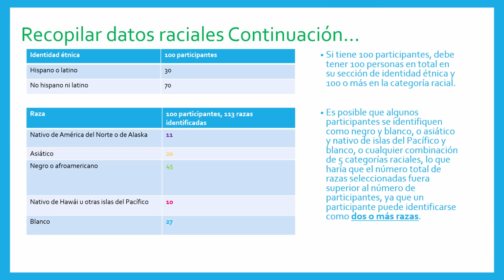This slide shows an example of 100 participants at a center. The top ethnicity box shows that the total number of either Hispanic Latino or non-Hispanic Latino participants will equal 100, since all participants will fall into one of the two categories. However, the race box shows the number of racial identities in total is over 100, since in this example, several participants identify as more than one race.